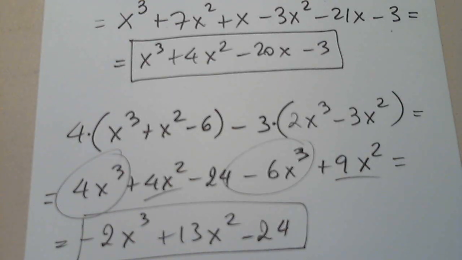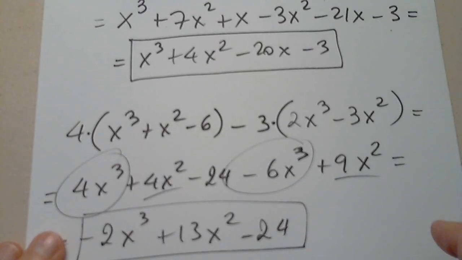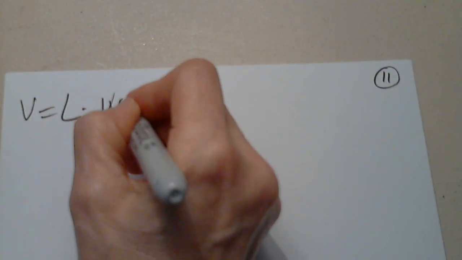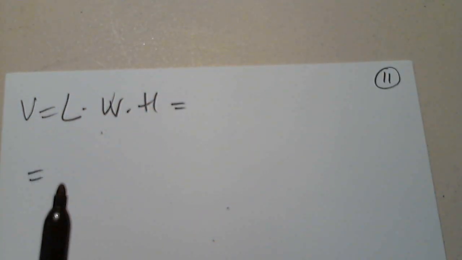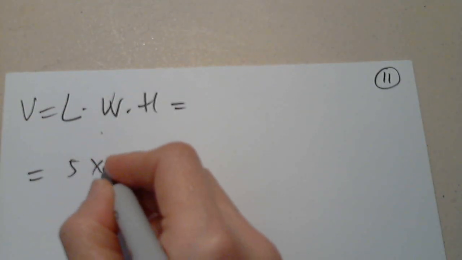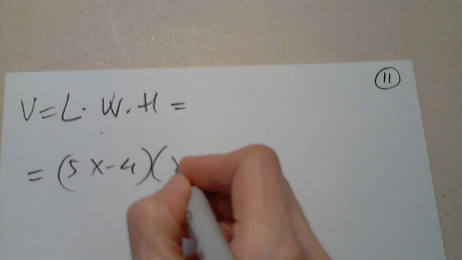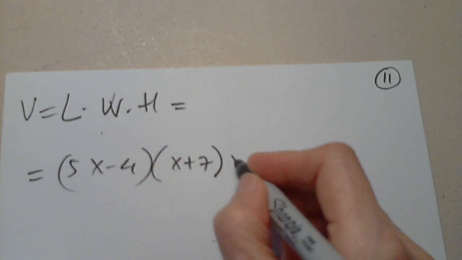Find an algebraic expression that represents the volume of this figure. This is a typical situation that you will encounter later on. So let's work on this. We have the volume, which is length times width times height. The length is 5x minus 4. The width is x plus 7. And the height is x.